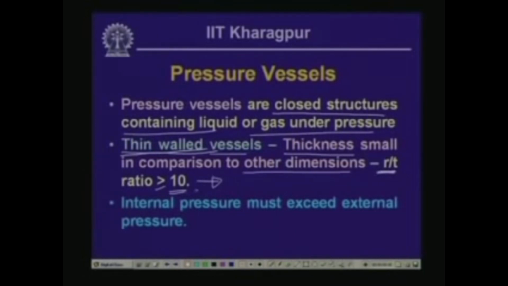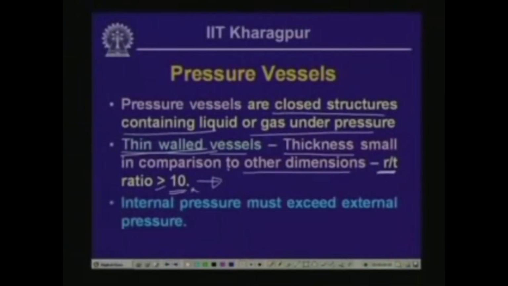The number 10 here is considered because it has been observed that if the R by T ratio exceeds the value of 10, then the error in the stress level is minimum, and that is the limiting value considered for thin walled vessels. And as I have told you, the internal pressure must exceed the external pressure, otherwise there will be other kinds of problems, which of course we are not going to discuss at this moment.